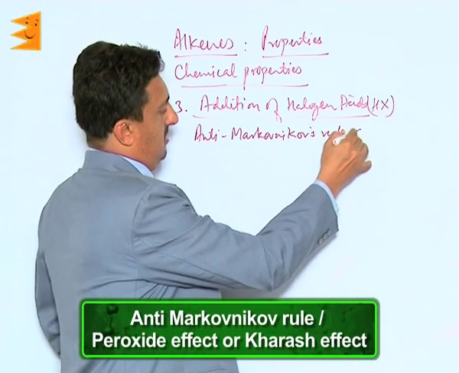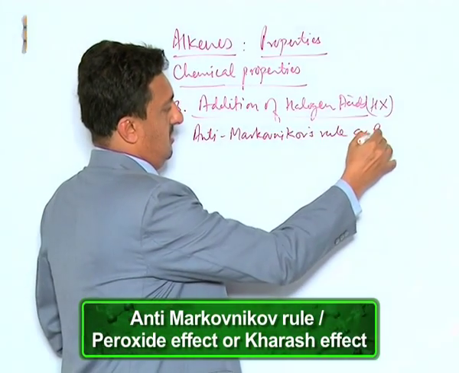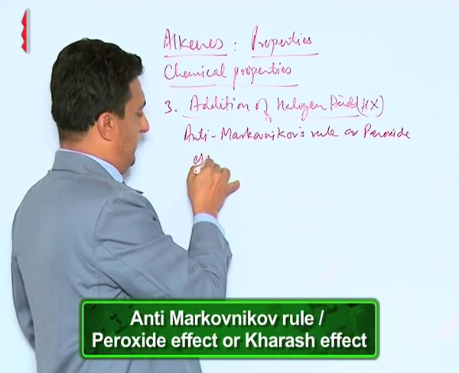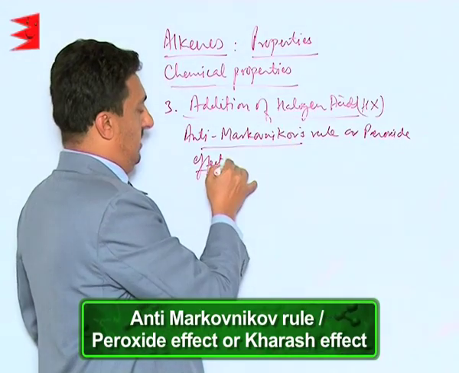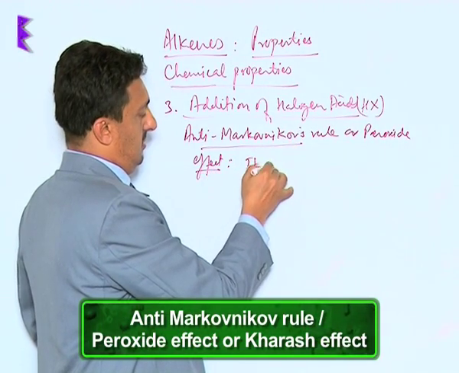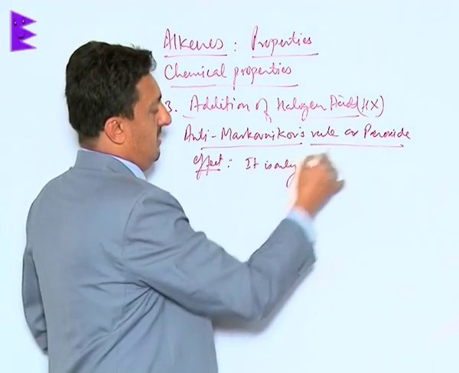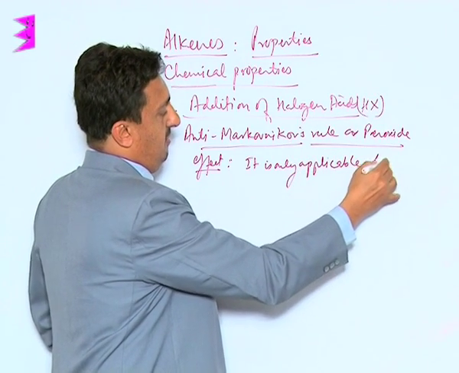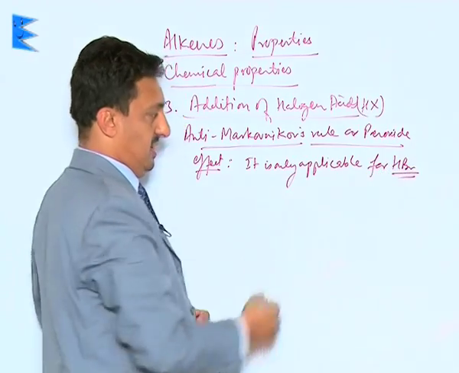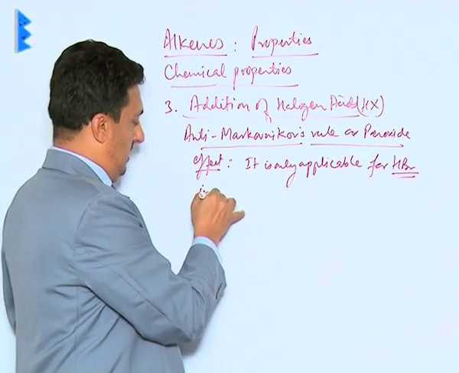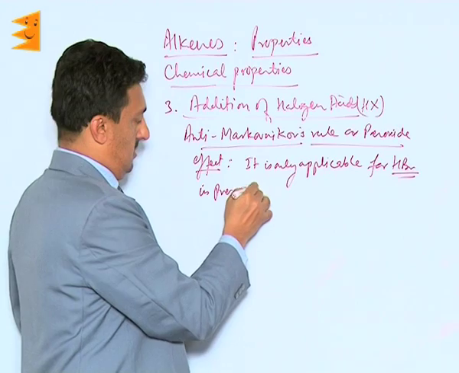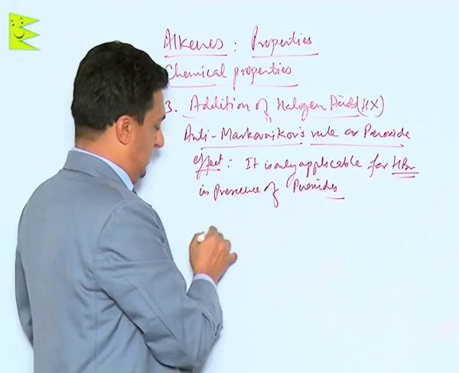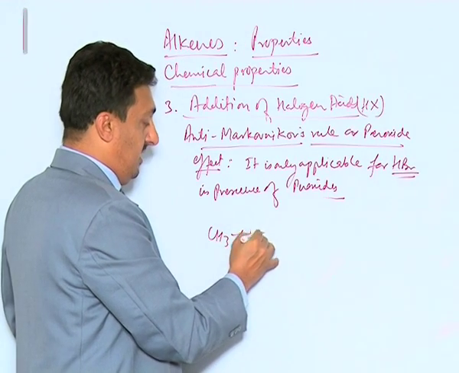Anti-Markovnikov's rule, which is also called the peroxide effect, is only applicable for HBr in presence of peroxide. So what does this effect do?